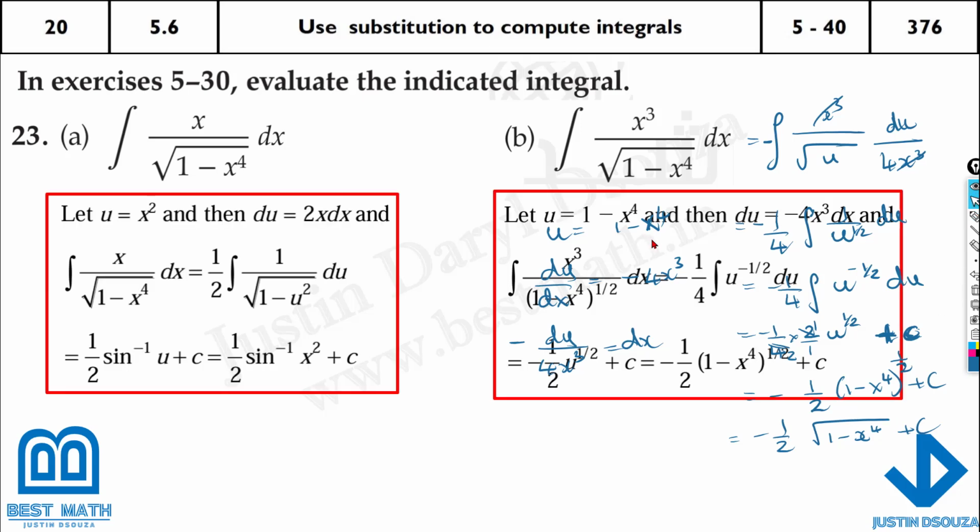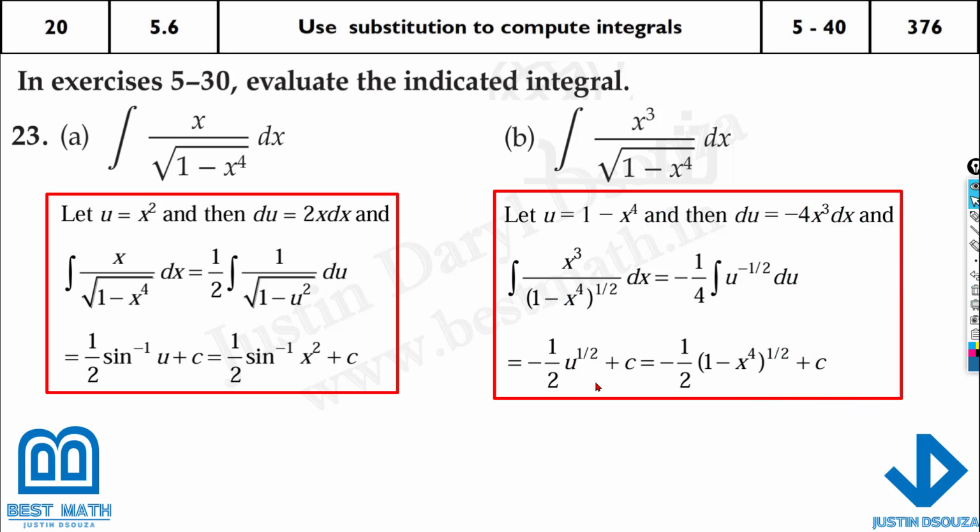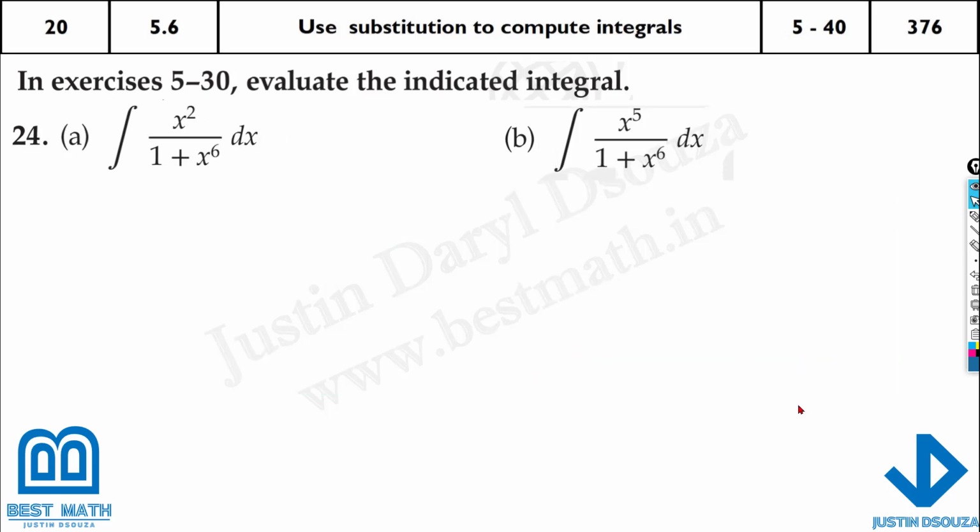Let us look into the answer. Here we have negative half. They have not written it in radical. They have just written the power. It's the same thing. Over here, this is absolutely fine. Let me clear this. We can even go ahead and write in the next step square root of 1 minus x power 4 plus c. This is the correct answer.